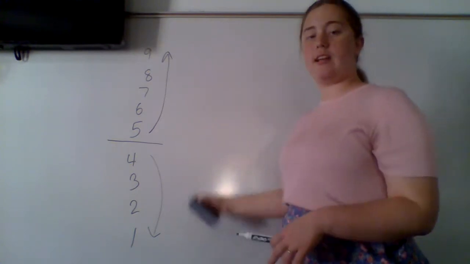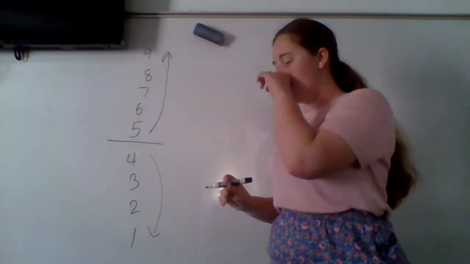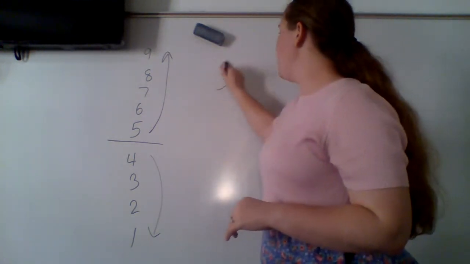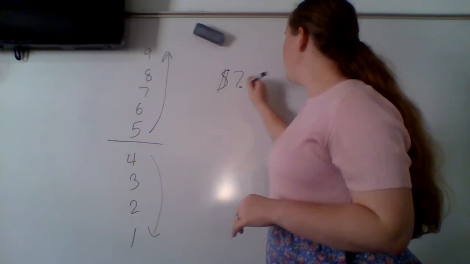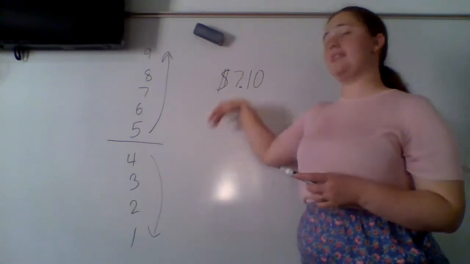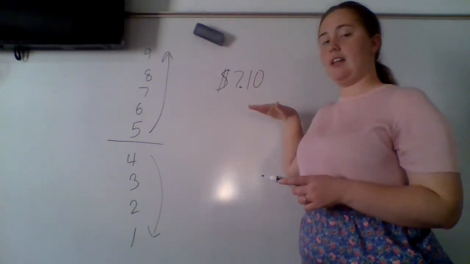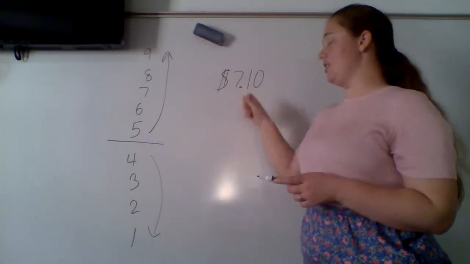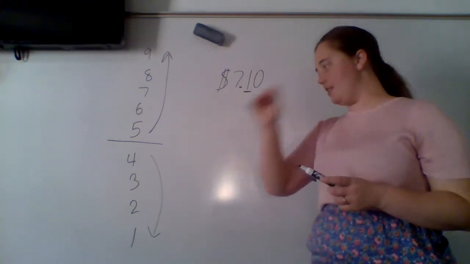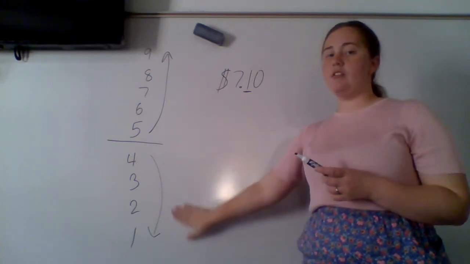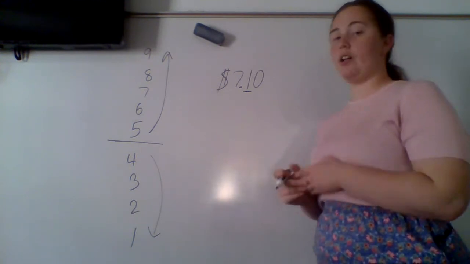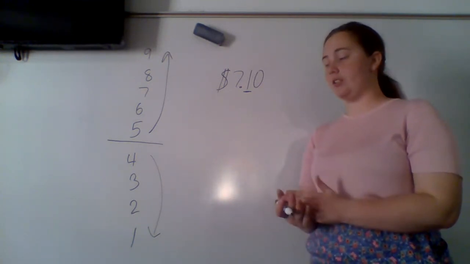I'll leave this up here so you can take a look at it a little bit longer. Number 1, letter A, we have $7.10. Is this going to get rounded up to $8, or is it going to stay at $7? Well, we have this 1 right here, and we see that this 1 is down here, so that means it's going to stay down at $7. So go ahead and fill in that circle underneath $7.